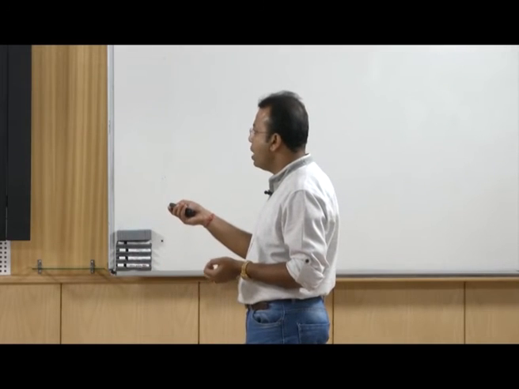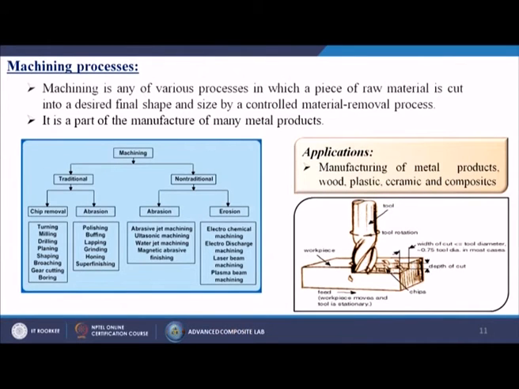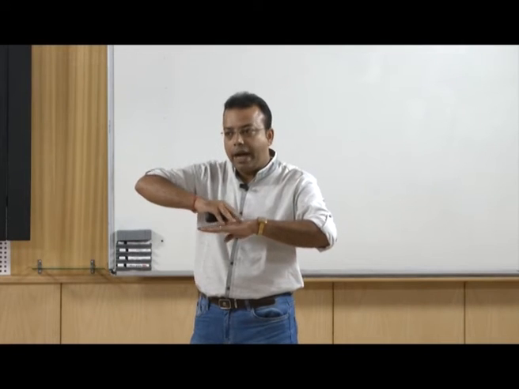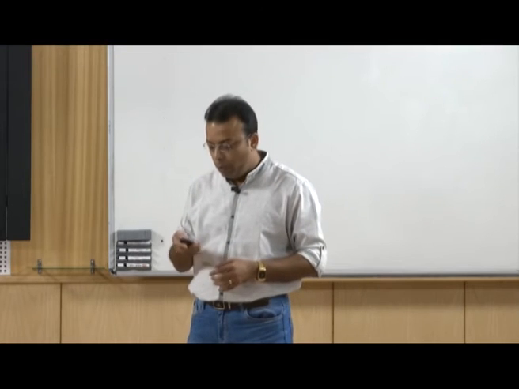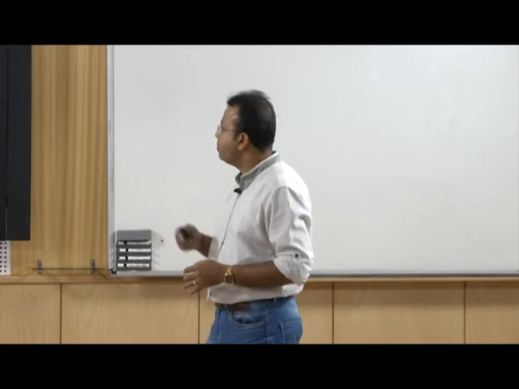What are the applications? Manufacturing of metal products, wood, plastic, ceramics and composites. From this particular figure you can understand that this is also one kind of conventional machining process. This is one kind of milling process, generally called face milling, by which the face of the tool cuts your workpiece material and removes some material from the top layer of the workpiece.